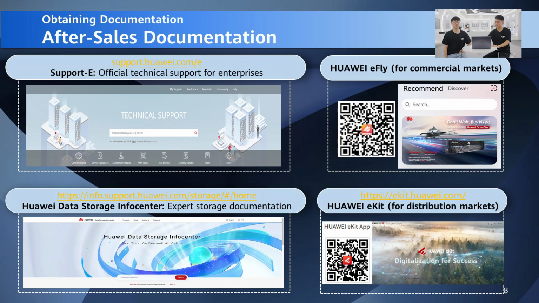Alright, that's for the pre-sales documents. Let's check out how to obtain the after-sales documents as well. If you are looking for after-sales documents, there are also multiple ways. Our storage documents are available on both Huawei Technical Support website, which is also called the Support E website, and the Huawei Data Storage Info Center website. On the right side, you can see two mobile apps, Huawei eFly and Huawei eKit. The after-sale documents about some storage products are also available on these two apps. You can scan the QR codes and install the apps on your mobile phone. This way, you can check the product documents anytime you want.